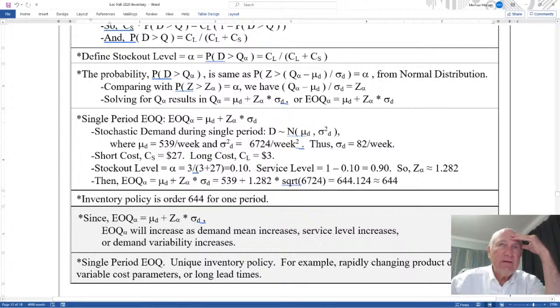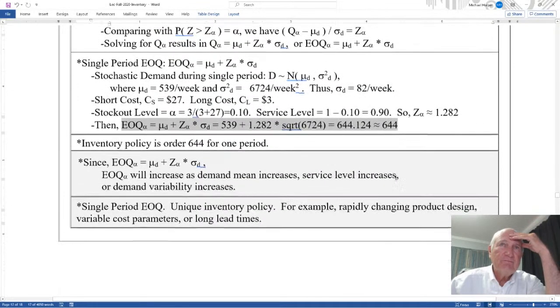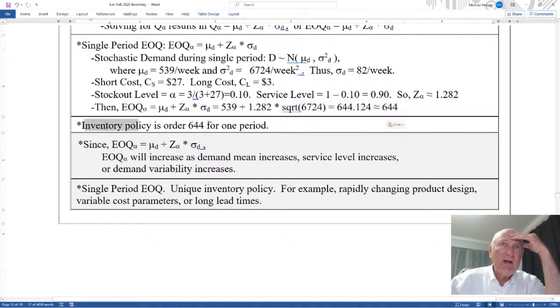You bring down the mean. Here's the equation. Bring down the mean of 539. The z is 1.282. We'll do that tomorrow night. The sigma is 82, and you get your number. It's really straightforward. Okay, so the inventory policy is order 644, and that's the lowest cost. That's balancing your short and long cost.